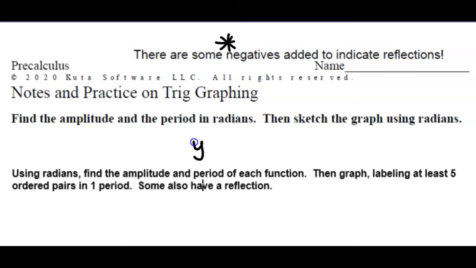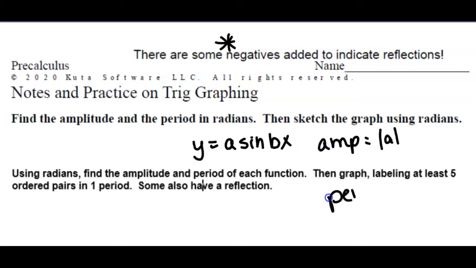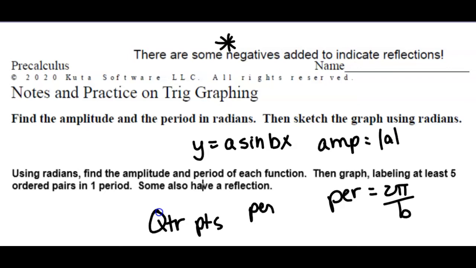Okay, so it's y equals a, and then the function sine or cosine bx, amplitude is absolute value of a, the period is 2 pi over b, and the quarter points are the period divided by 4 to find those, and then you keep adding that on.